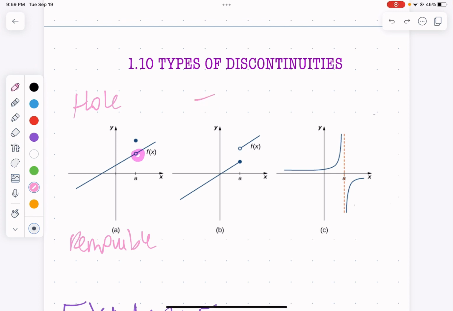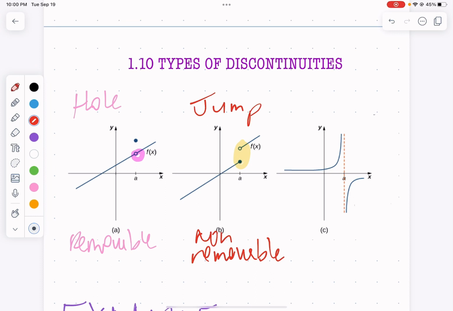A jump discontinuity is over here. This is a jump where you can actively see that there is a real gap and jump between these two points. Jump discontinuities are non-removable. There is no way for you to actually plug in a jump discontinuity. So this is a non-removable type of discontinuity.